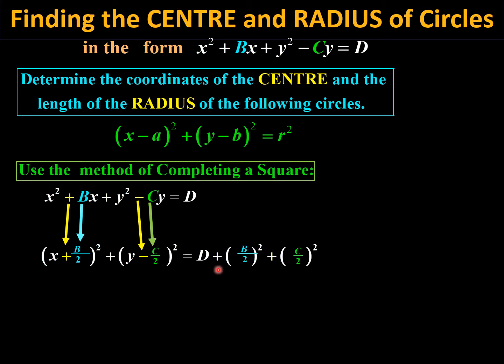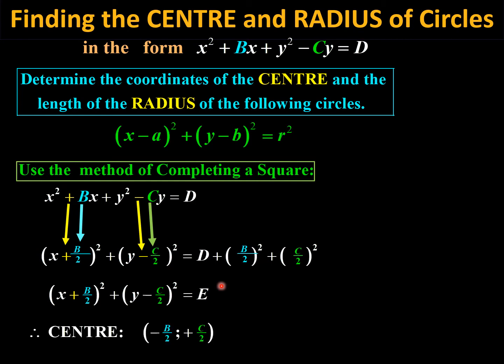Then you just have to calculate the constant value, and let's say we assume it becomes the value e. And now we're ready to get the center of the circle. If that's a positive, that becomes a negative. If this is a negative, that becomes a positive. And the radius is the square root of that constant. So r is equal to the square root of e. There we have it. Very simple procedure, but an essential procedure that you need to know.